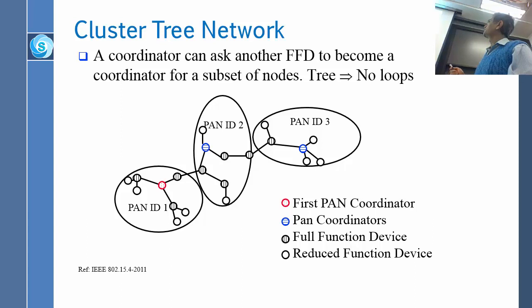A coordinator asks another FFD to become a coordinator for a subset of the nodes and the trees. So what can happen, and this is what I think you are probably talking about, is that if this is the coordinator and all these nodes join that tree, join that PAN, then this could say, well, I think these guys are too far from me, and it can ask this FFD to become a coordinator. So now there are two IDs.